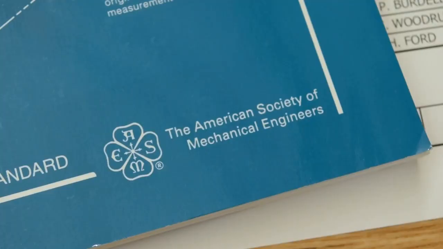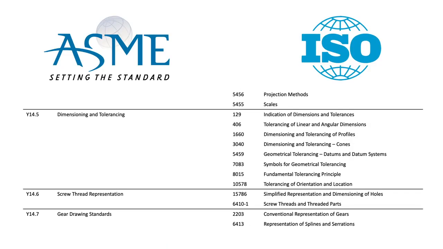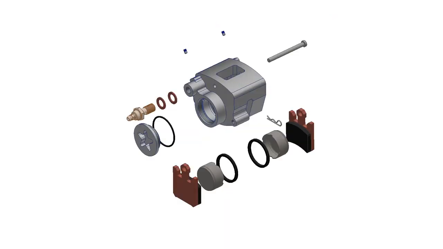We're going to be working to the drafting standards of the American Society for Mechanical Engineers, which is the default in the United States and much of Canada and Mexico. In the rest of the world, ISO standards are typically used. There are some minor differences between the standards, but a lot of the fundamental concepts we're covering in this video apply to either system.